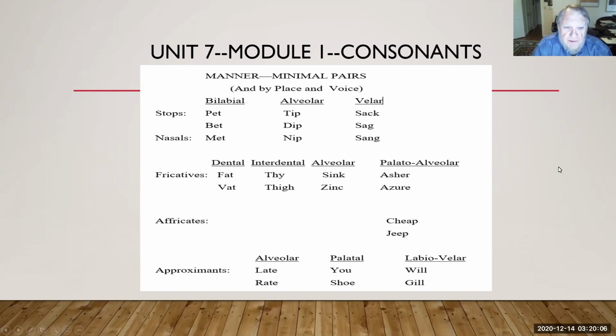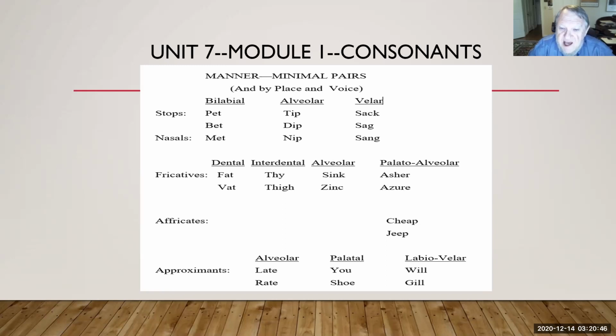Okay, let's look at the bilabial stops, our favorite place to begin. Pet and bet. So notice that the et part is the same and the P and B are different. So they're both bilabial, they're both stops, they only differ in voicing. And then met is a stop, but remember, you let the air flow through the nose to create the additional nasalization on the stop. Alveolars, tip, dip, only difference, voicing. Nip, nasal, same thing, voiced, stop, plus air going through the nose.